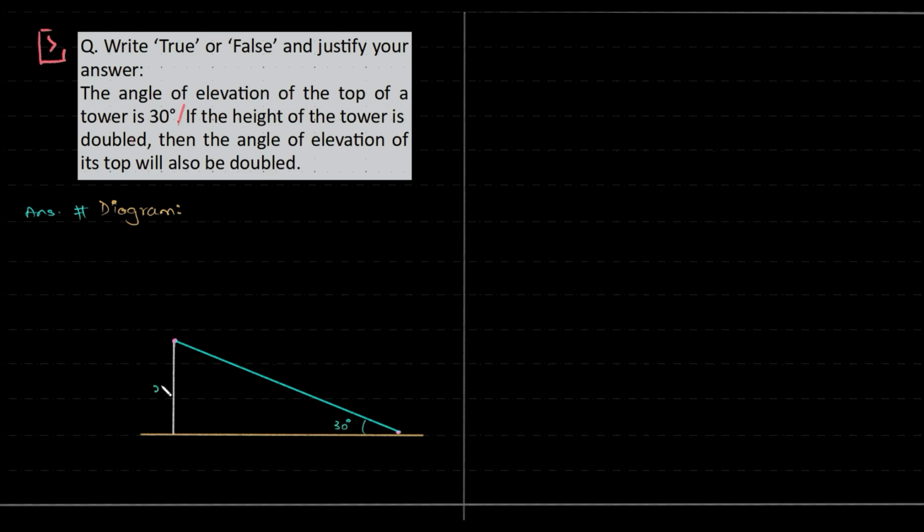Okay, so if I take x and y, there is a relationship between x and y. Right? Now what they're telling is if I double this up, so instead of x, if I make this as 2x, the question is, will this be 60 degree? Yes. Will this be 60 degree is the question. So this is again x and x, so this will be 2x.